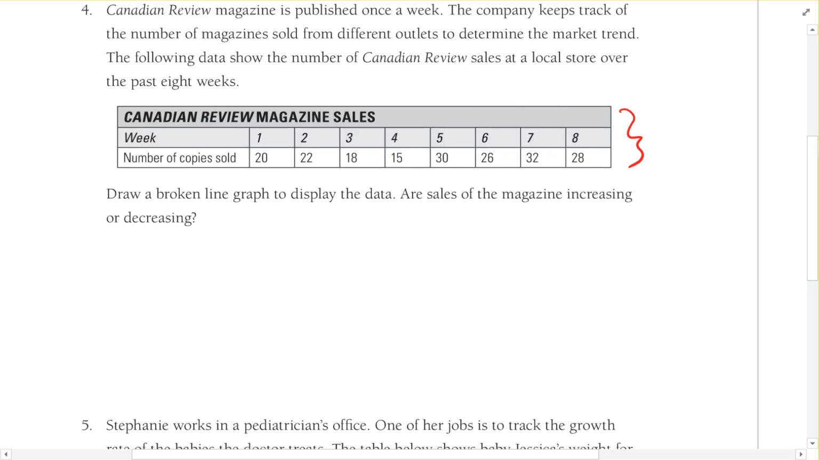So the whole reason we do graphs is because looking at this table of numbers we have up here, it's kind of hard to really tell if things are going well or going bad. It's a lot easier on the graph. So what we're going to do is make a graph.